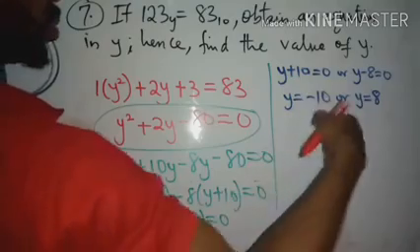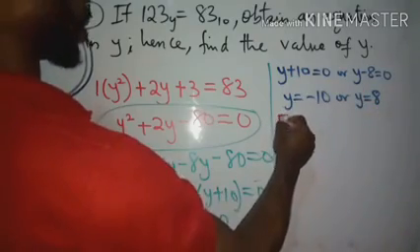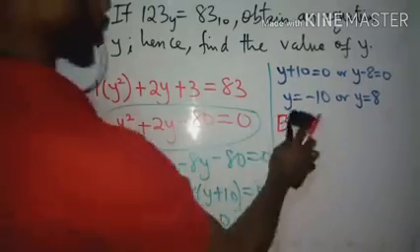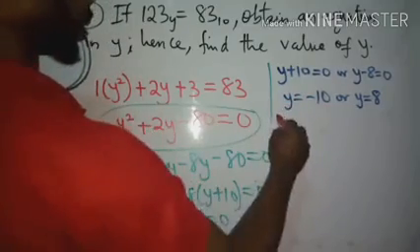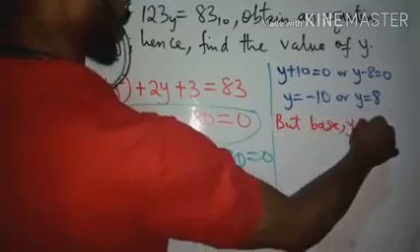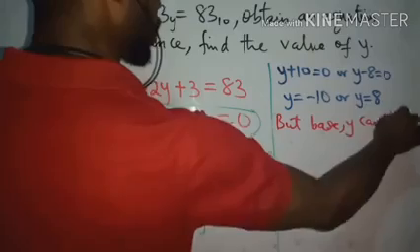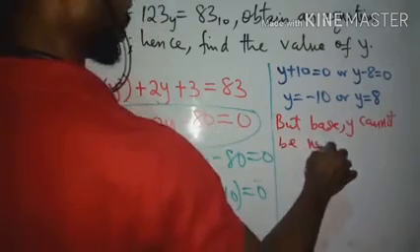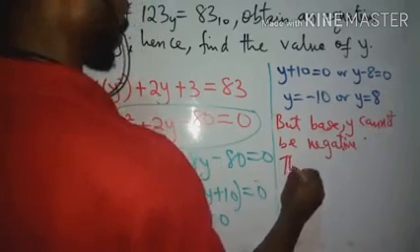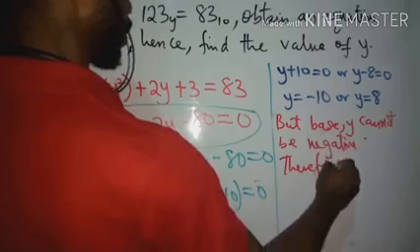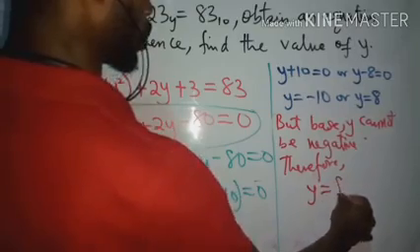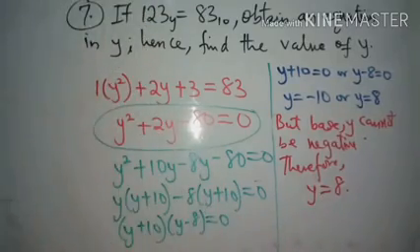Since the base is negative here, you simply tell the examiner that base y cannot be negative. So if base cannot be negative, therefore your y is now equal to 8. And that is how to solve the question.